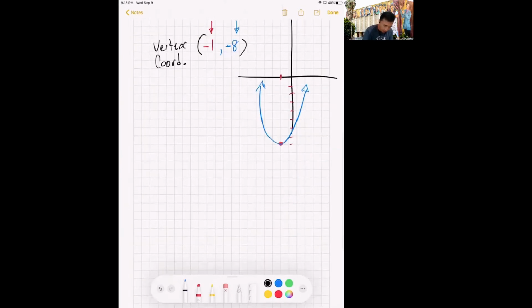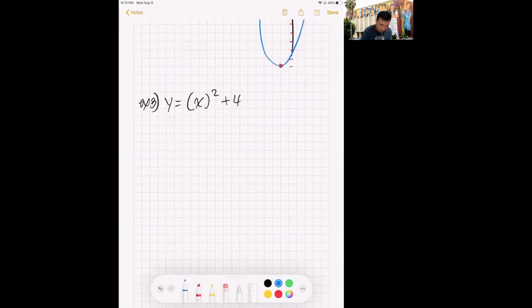Now, in case there is no h term, let's say that it's just x squared plus 4. Now notice that the h is not there, right? There is no h there. Actually, there is. You just can't see it. And what is the number behind the x? Not in front of the x, behind the x. That means that this would be 0, comma, positive 4.